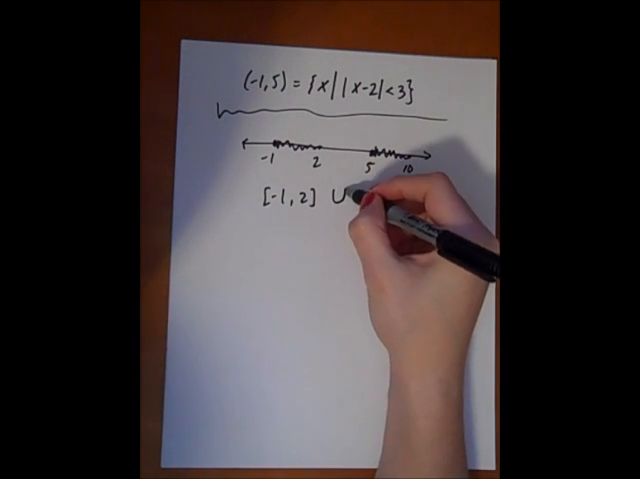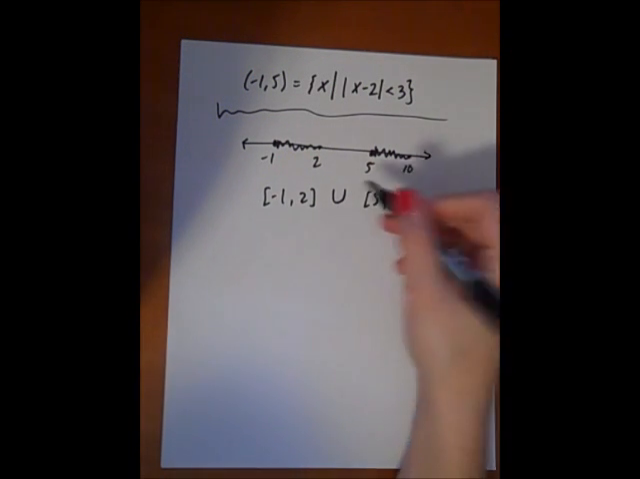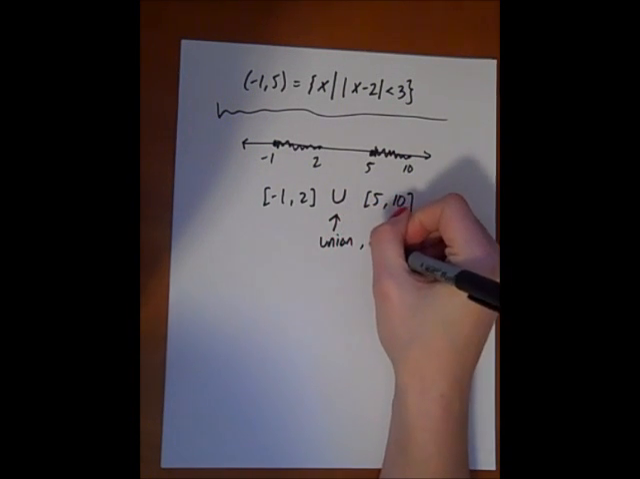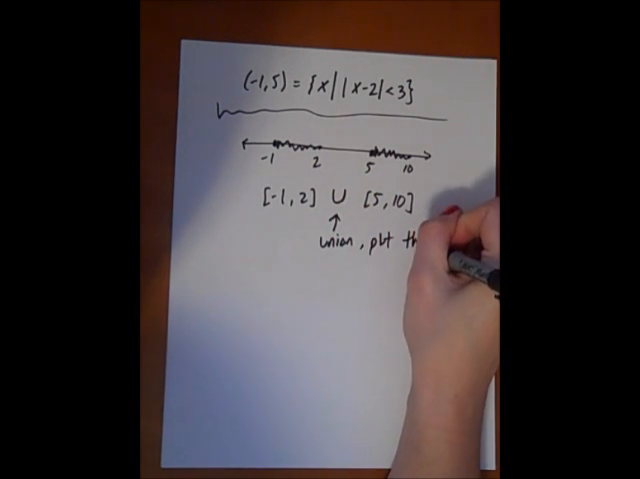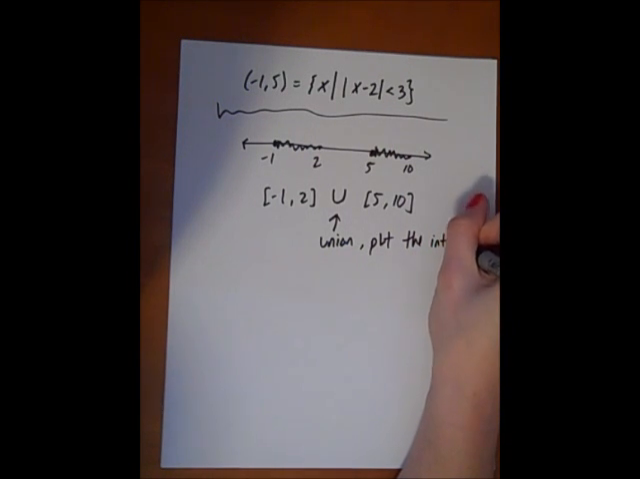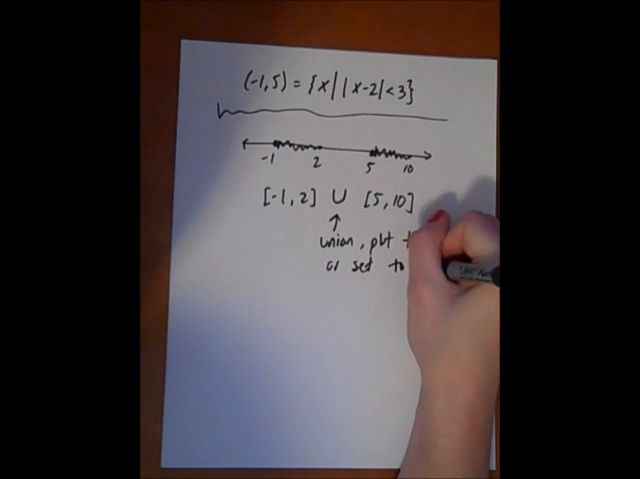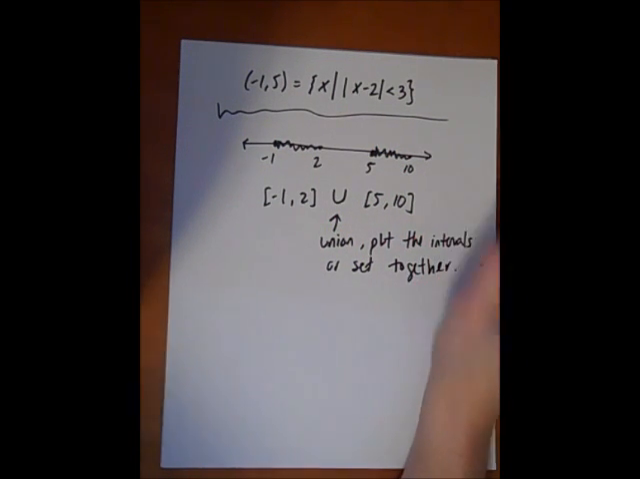That's called a union. So it's kind of like a large U with no tail. This means union, or put the intervals or sets together. So anytime you see this large U, it's kind of like a plus. You're kind of putting them together. And this might come up, is why I mention it now. Whenever you have two sets that you want to put together, it's going to be a union, which is a U. So that's going to be it for writing intervals as absolute values and vice versa.